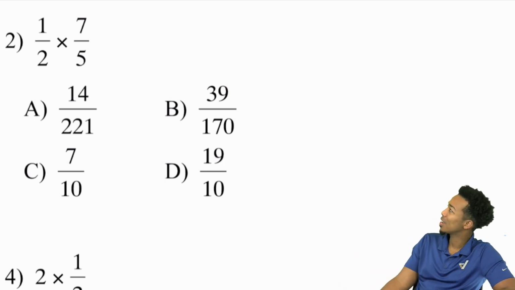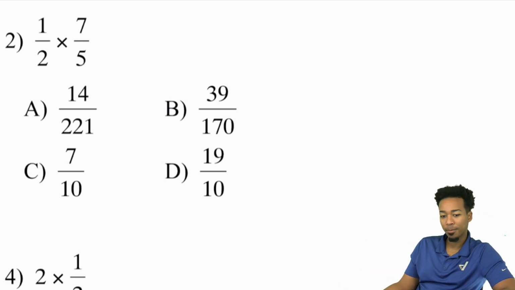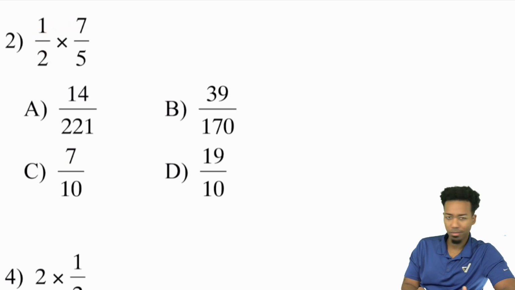Number 2 here, we have 1/2 multiplied by 7/5. Now, again, if you can, try to simplify first. Is there anything to simplify? Does 2 go into 1 or 7? No. Does 5 go into 1 or 7? No. So then there's no simplification to be done.